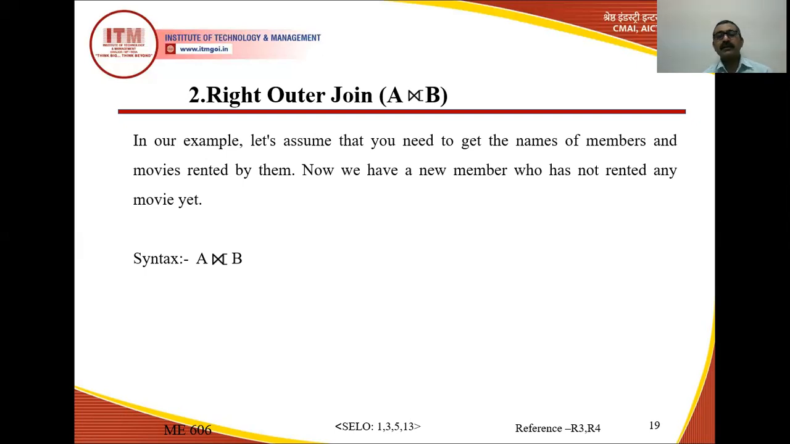तो अगर हमारे पास एक एग्जांपल है जहाँ पे हम assume कर रहे हैं कि get the name of the members जो कि मूवी रिटर्न कर रहे हैं, ठीक है, get the name of the member movies returned by them, जिनके द्वारा मूवी को रिटर्न किया गया है. तो अब we have new members who have not returned any movie yet. ठीक. So this is the syntax of right outer join.